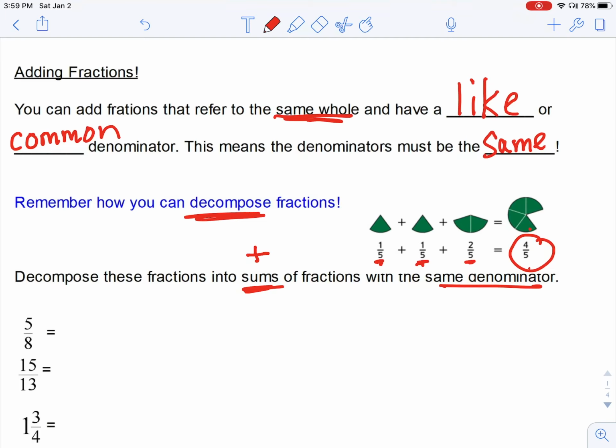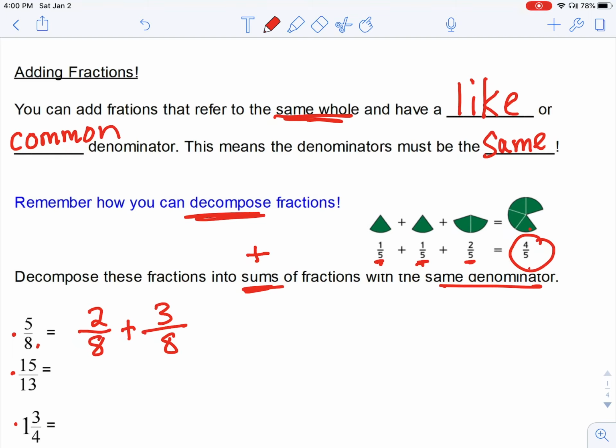I want you to go ahead and pause the video and try these out on your own, decomposing like we've done in a previous lesson. Play back when you're ready to see how I decomposed. There's more than one possible answer. But the key was that you needed to have the same denominator and you needed to use addition. I'm going to choose to say 2/8 plus 3/8 would give me 5/8. Right? If that happened to be yours, give a woohoo.